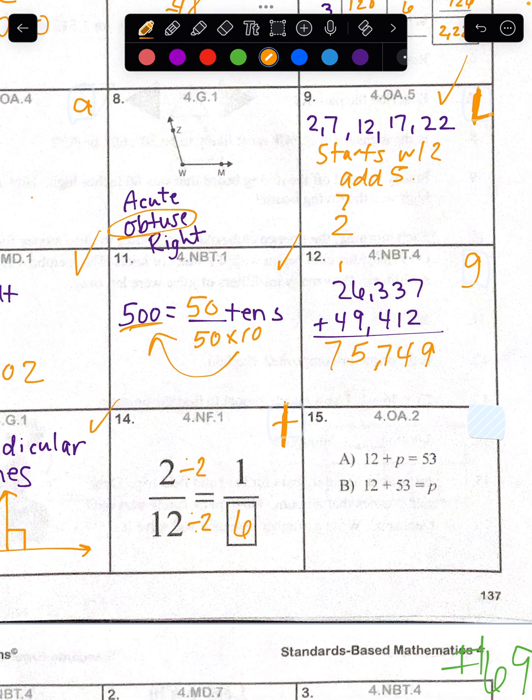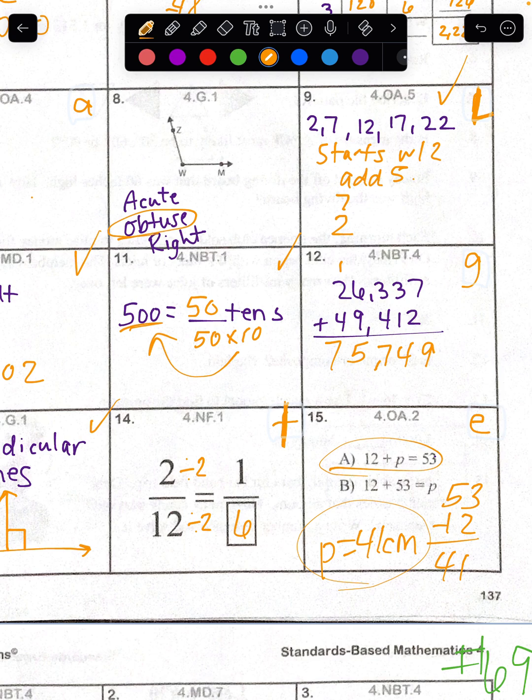All right, 15. We are working on a science bar project, and her plant is 53 centimeters tall today. That was 12 centimeters taller than last week, which is the equation and solve. This should be letter A, where there is a number plus 12 that gives you 53. I'm going to use subtraction to figure that out, and P is 41 centimeters. And the last mystery letter is E.